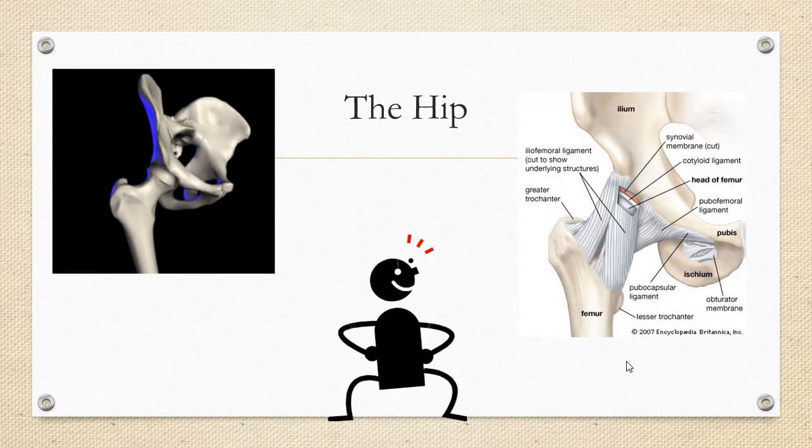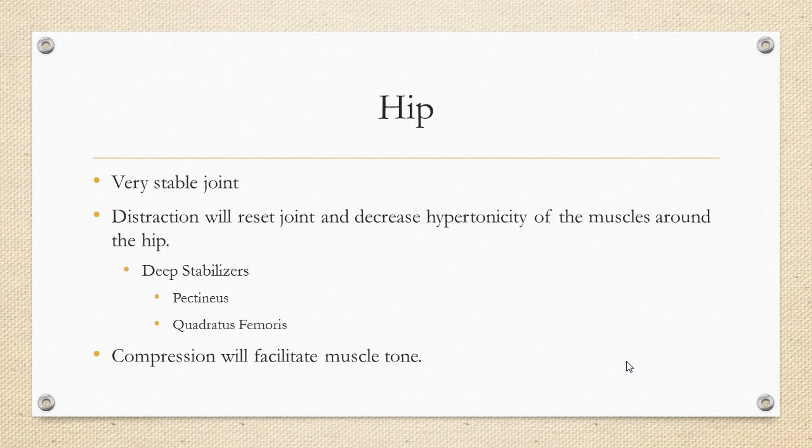When we think of the hip, we know that the hip is a very stable joint. It's surrounded by multiple ligaments, multiple muscles, and a lot of these muscles are very powerful muscles. We do know that distraction of the hip joint will reset it and decrease hypertonicity of the muscles that surround the hip. We know that compression will facilitate muscle tone. Key deep stabilizers of the hip, which happen to be on opposing sides, are the pectineus and the quadratus femoris.